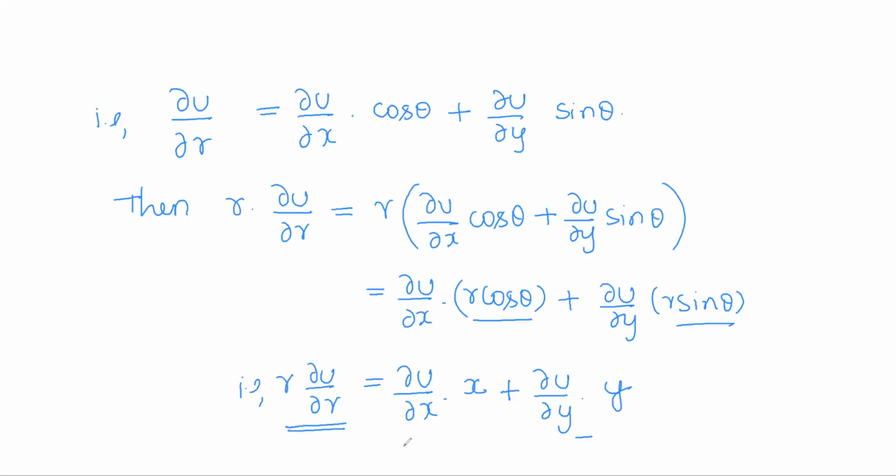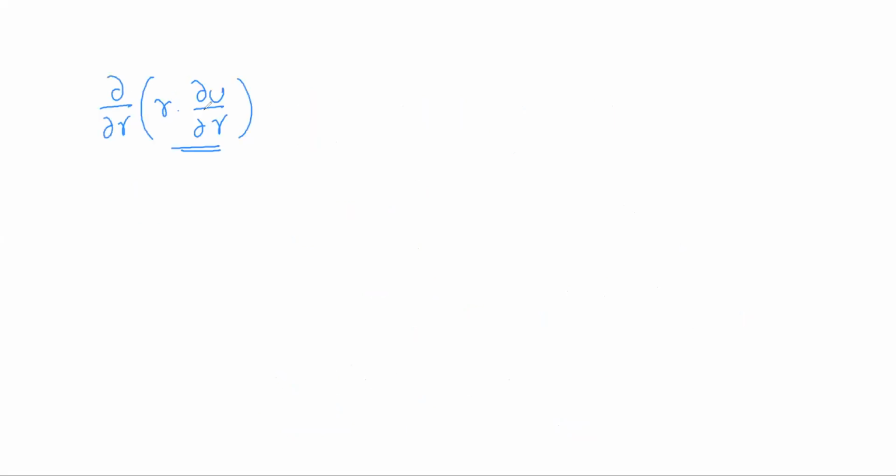So next what we need is ∂/∂r of r ∂u/∂r. That is, we need the partial derivative of this function with respect to r. But this function, that is r ∂u/∂r, is in terms of x and y, not in terms of r and theta. So once again, you have to apply the chain rule. To differentiate this function with respect to r, use the chain rule. First differentiation of this function with respect to x and x with respect to r, and differentiation of this function with respect to y, then y with respect to r.